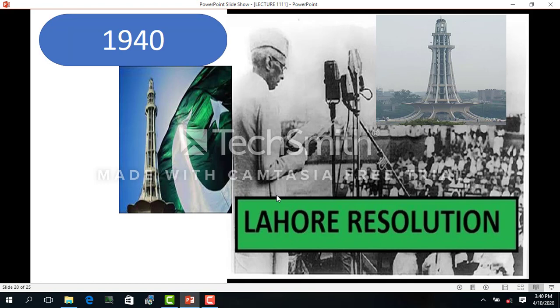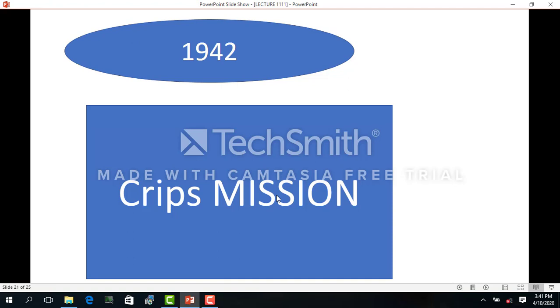Now towards the Lahore Resolution, 1940. In 1940, the Lahore Resolution was approved on 23rd March 1940. For what purpose? For the purpose of an independent state. In 1942, the Cripps Mission came here.